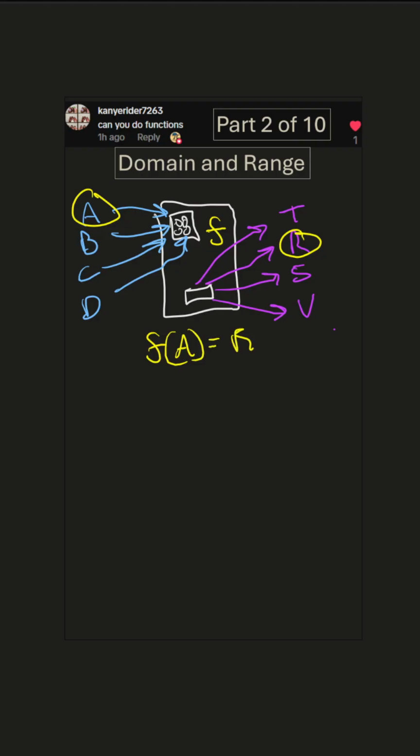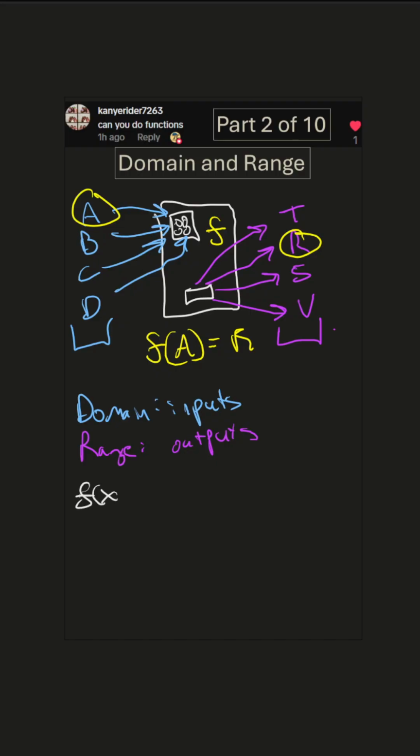In this case, the blue stuff is the domain. Those are the possible inputs. And the purple stuff is the range, the possible outputs. So let's write that down. Domain, inputs, and range, outputs. So let's look at a function, f of x equals x plus 2.